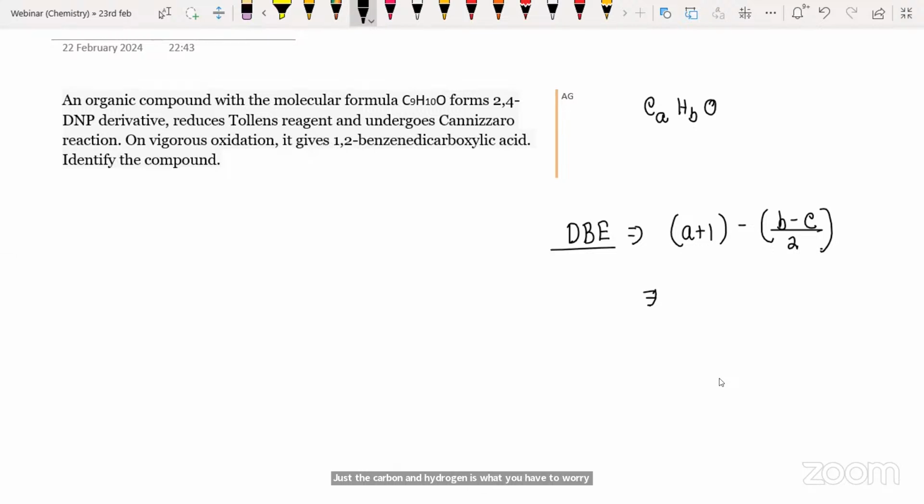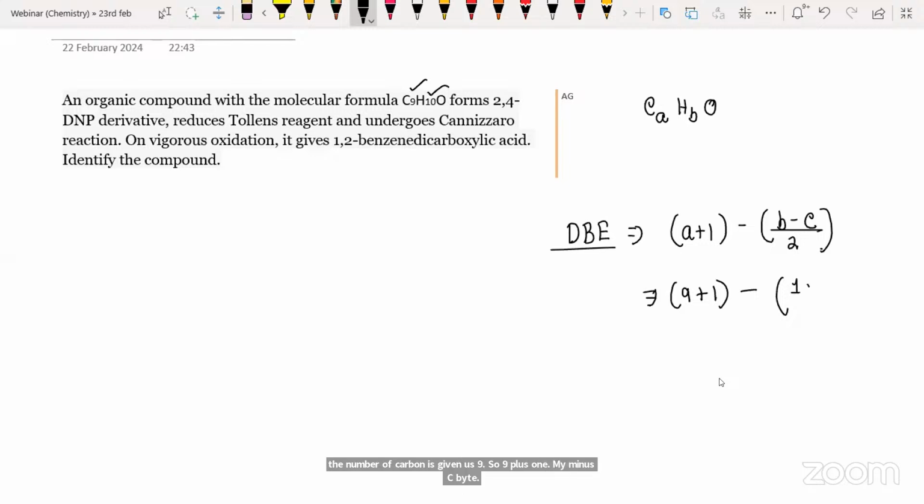Okay. Now have a look, guys. Here, the number of carbon is given as 9. So 9 plus 1 minus B minus C by 2. So 10 minus B. What is C? C is the number of nitrogen.